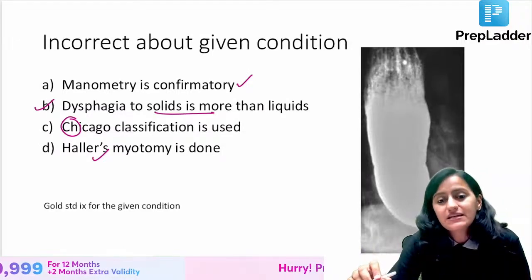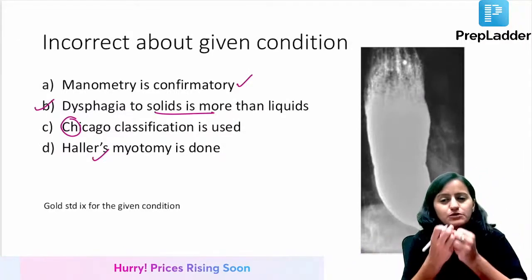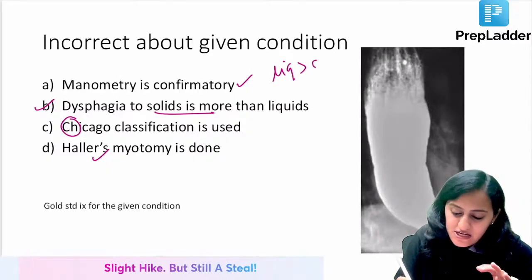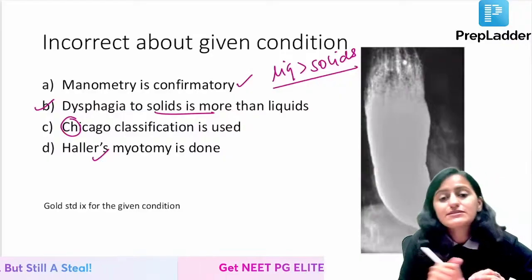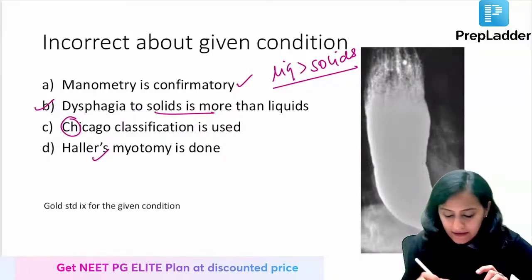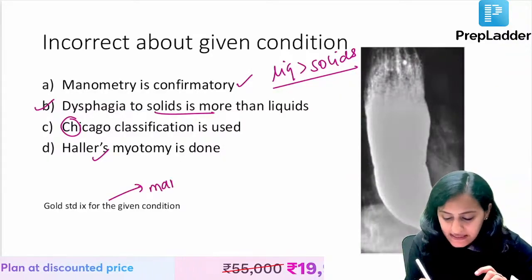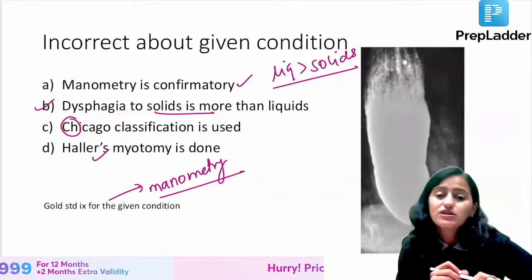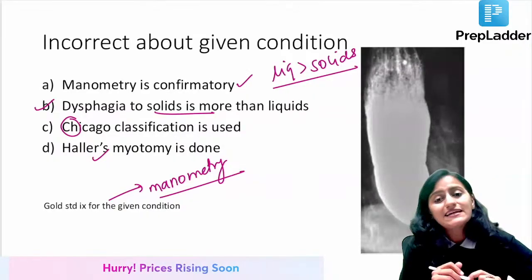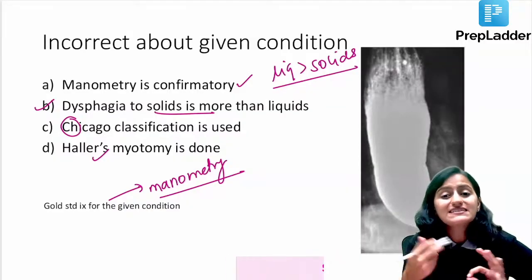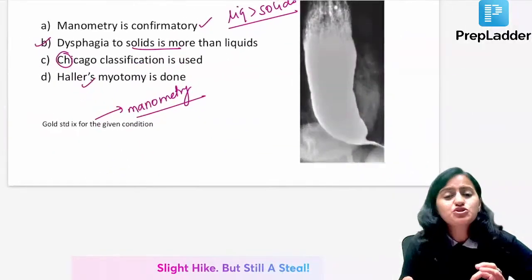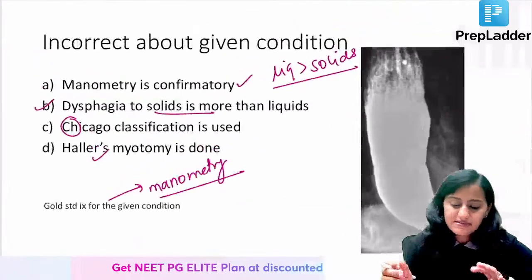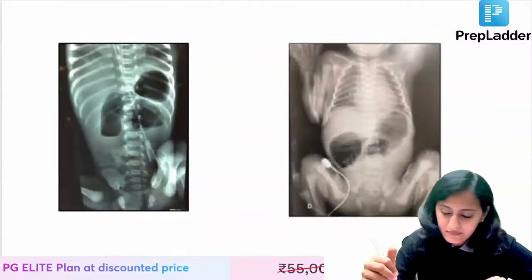This is incorrect. Remember, the solids with their weight, with their pressure, they'll open the LES. The liquids cannot do that. The dysphagia to liquids is more than solids in achalasia. The gold standard investigation is manometry, not the 24-hour pH monitoring. That is done for GERD. pH acid reflux के लिए करते हैं. This is showing this bird beak appearance. The dilated sigmoid esophagus is there. This is achalasia cardia.